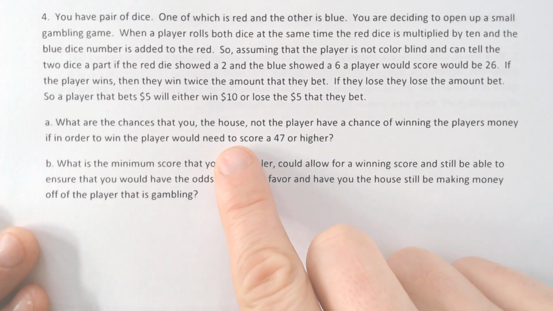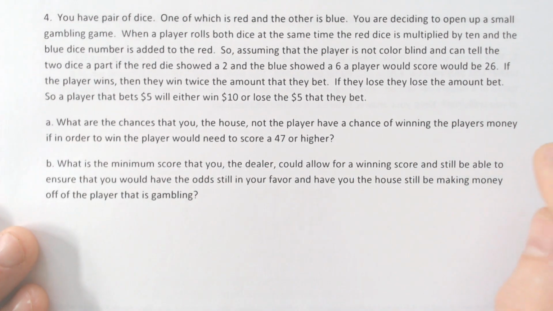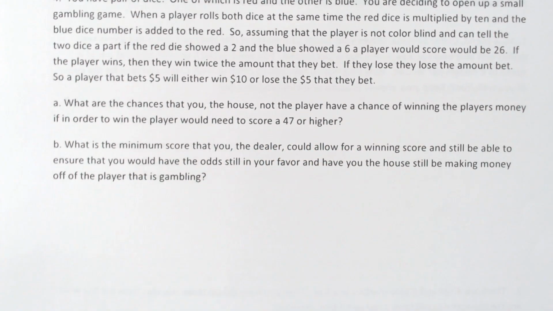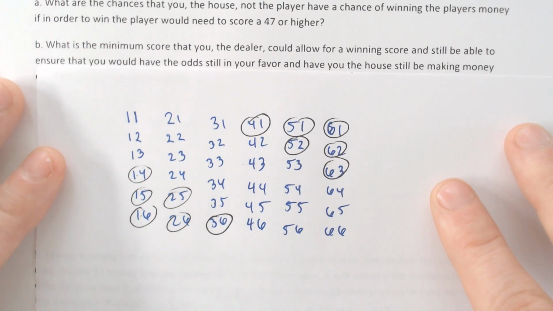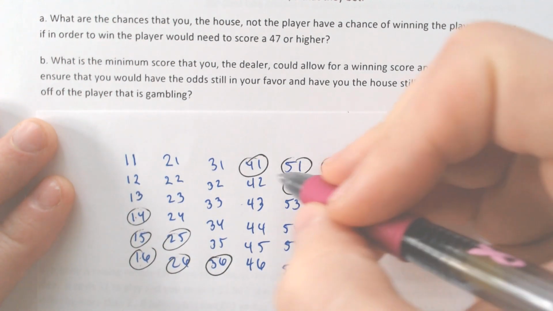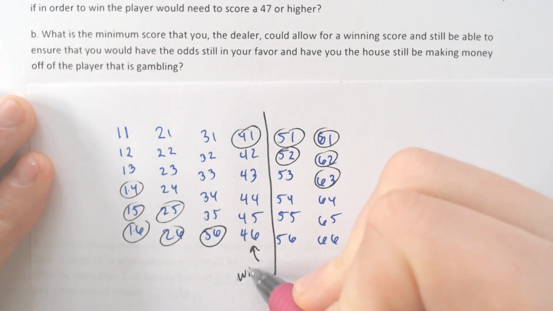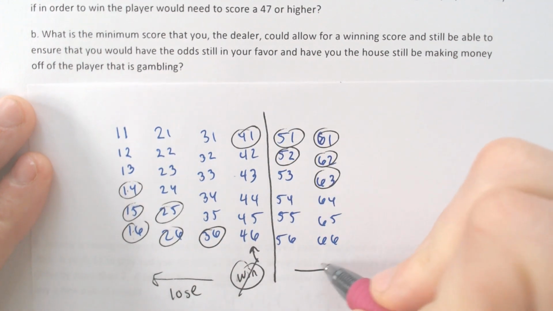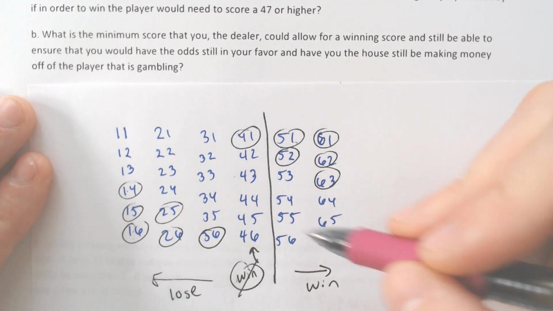What are the chances that you, the house, not the player, have of winning if, in order to win, the player needs to get a 47 or higher? So again, we go back to this. You're throwing 2 dice. All right? So if you have to have a 47 or higher, the cutoff would be, well, here, right? Because 46 is not going to win. Everything on this side, the player would lose. Everything on this side, the player would win, because here we would have 51 and 52 and 53 and 54 and 55 and 56.